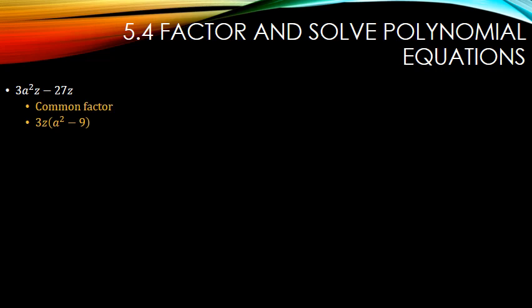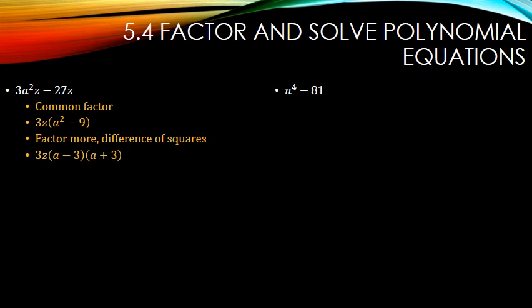So in the parentheses, we can count there's 2 terms, which means we look for special patterns. Since it's minus and the a squared, it's a difference. A squared is a squared minus 3 squared. So that'd be a minus 3, a plus 3. And the 3z is still there.